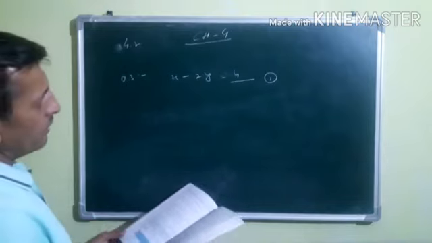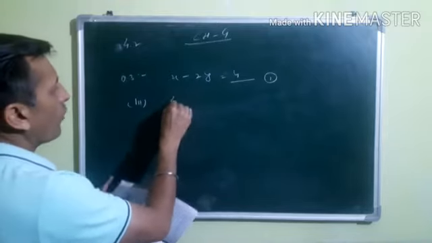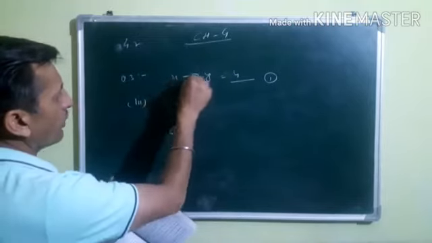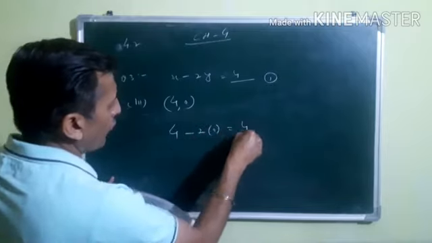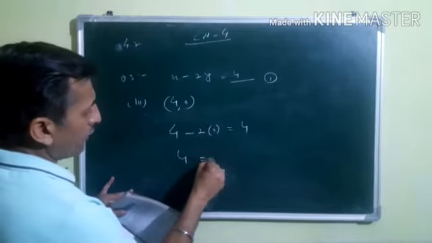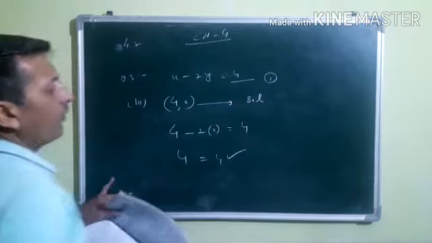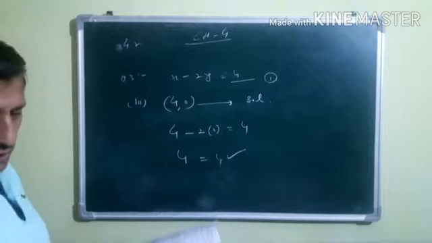The next part is (4, 0), third part. I am going to substitute: x is 4 and y is equal to 0. So 4 minus 2 into 0 is equal to 4. So in this case 4 is equal to 4. Yes, it's true. So this is a solution of this equation. So this is the way to find the solution.